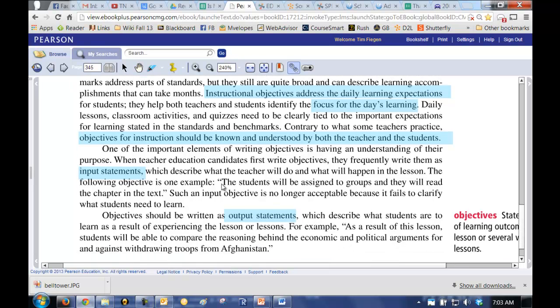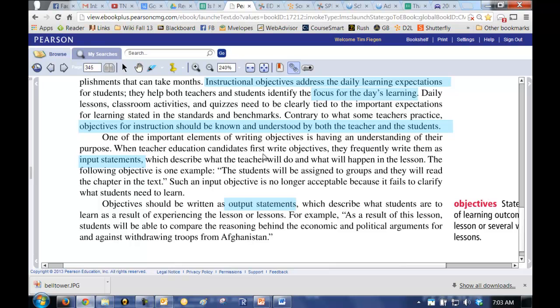Okay, so this is important also. One of the important elements of writing objectives is having an understanding of their purpose. When teacher education candidates first write objectives, they frequently write them as input, which describes what the teacher will do and what will happen in the lesson. The following objective is an example: the students will be assigned to groups and they will read the chapter in the text. Such an input objective is no longer acceptable because it fails to clarify what students need to do. So that's a change.